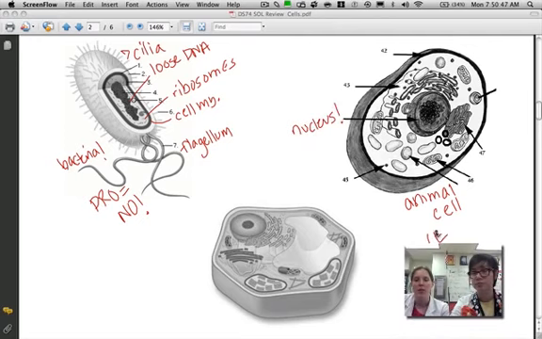So I know that this is a eukaryote because you do have a nucleus. I noticed that it's round. It does not have a cell wall. Instead, on the outside, there's just a cell membrane. I see some dots. Those are my ribosomes.